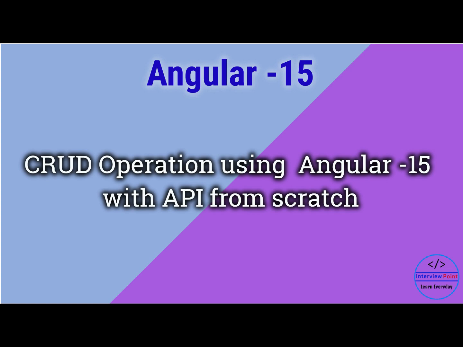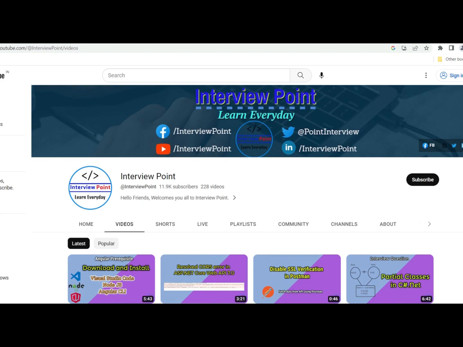So in this video you will get how to create web API using .NET Core 7.0. Also I will perform CRUD operations using Postman, and then I will display data using Angular application so that you can understand each and everything from scratch.